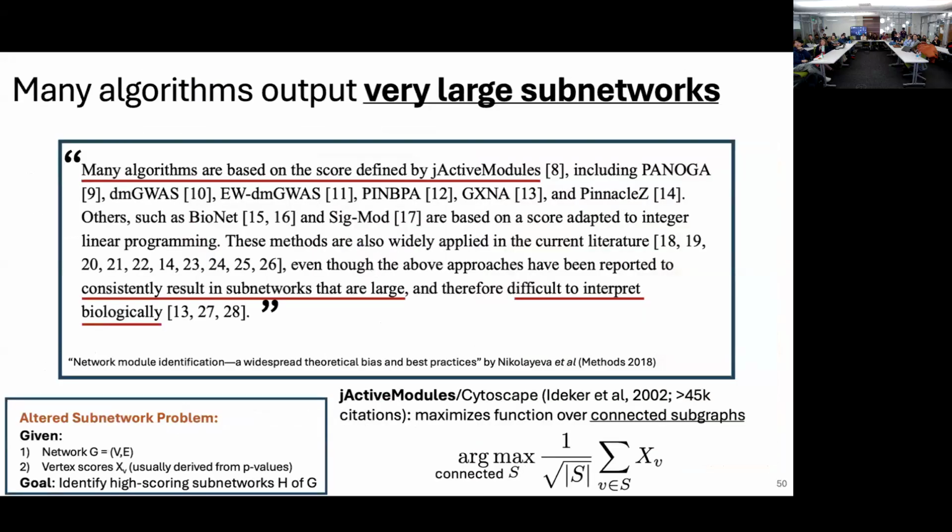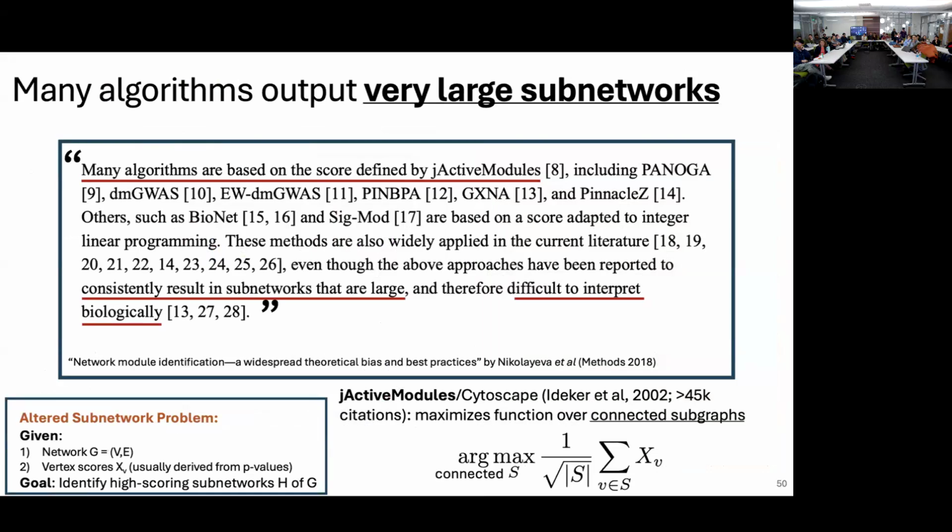But it turns out that many algorithms have this one fatal flaw. They output really large subnetworks. This is because many algorithms are based on this very seminal approach by Heidegger et al., called jActiveModules. They use a scoring function that consistently results in subnetworks that are large and difficult to interpret biologically.